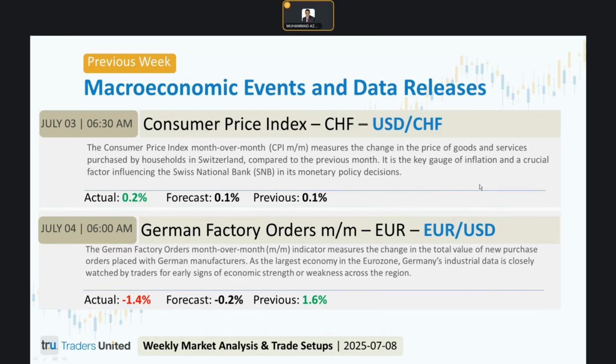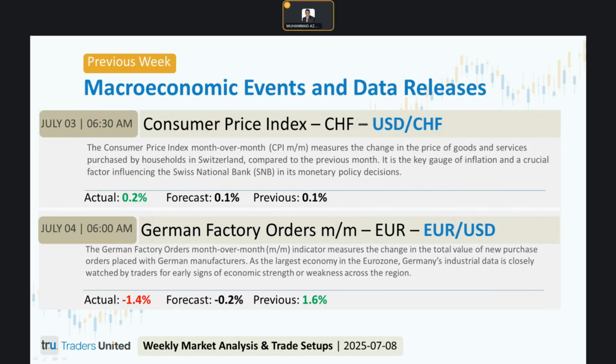In contrast, a lower than expected print may invite a more dovish stance from the Swiss National Bank, potentially weakening the CHF and pushing the USD Swiss franc higher. Now, on July 3rd, 2025, we got the CPI report. The previous number was 0.1%. The forecast was 0.1%. And the actual number we got is 0.2%.